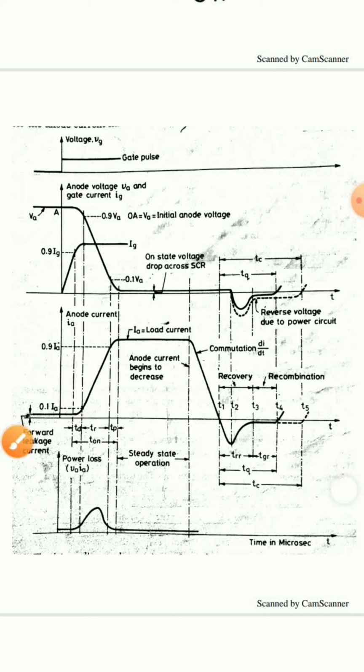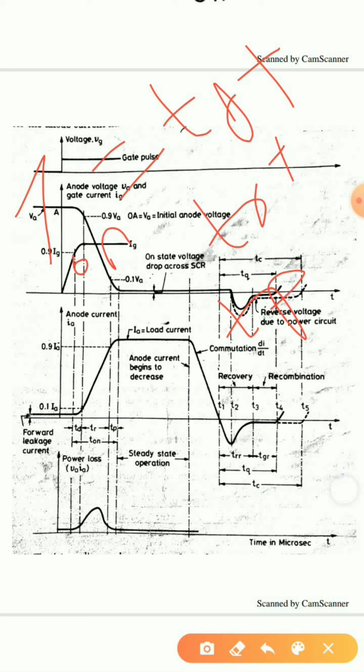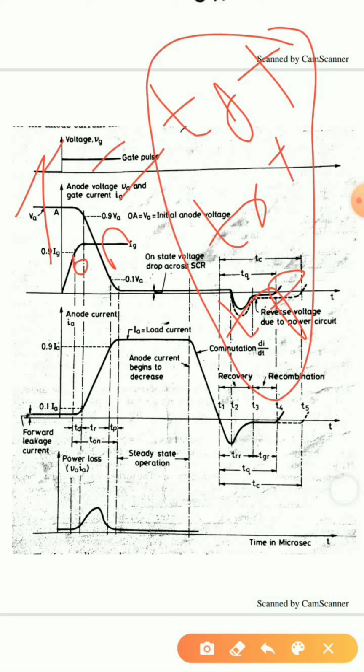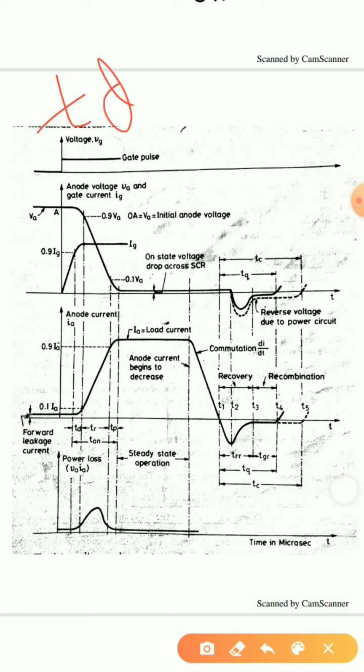Now talking about the thyristor on process, turn on time has three parameters, that is delay time, rise time and spread time. Now these three together form the thyristor's turn on time. Now let us discuss the first, that is delay time. TD, it is called the delay time. Delay time is nothing but when the anode voltage falls from VA to 0.9 VA.